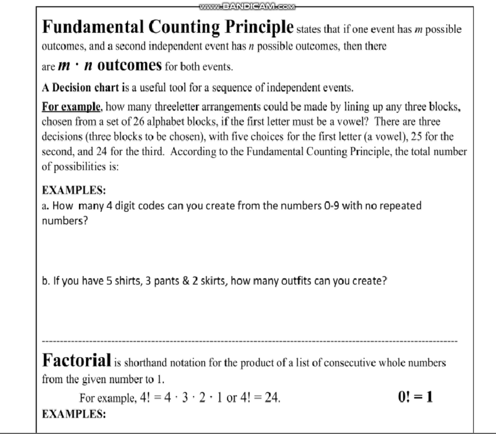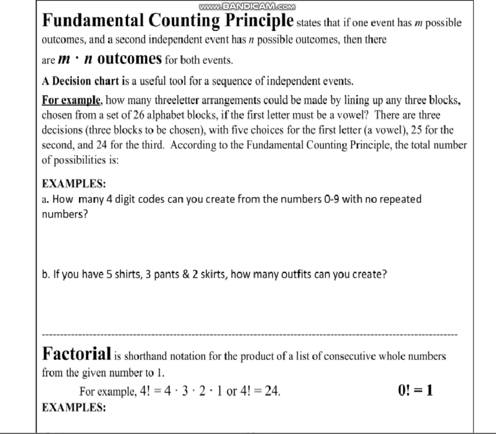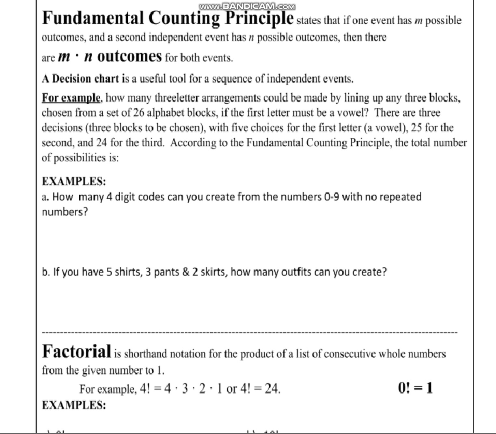Here's an example. A decision chart is useful, and actually, it's not even up here on this screen. Okay, so we're missing a picture here, but you should see the little chart. It says here, how many 3-letter arrangements could be made by lining up 3 blocks, chosen from a set of 26 alphabet blocks if the first letter must be a vowel? So we have to think of how many vowels there are, right? A, E, I, O, U, sometimes Y. In this case, it does not count.